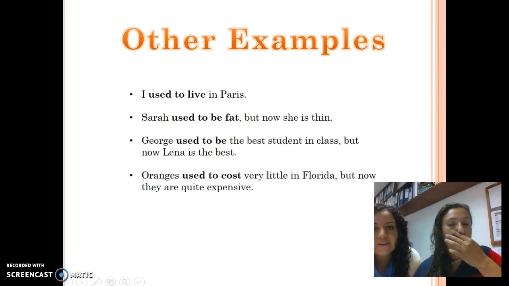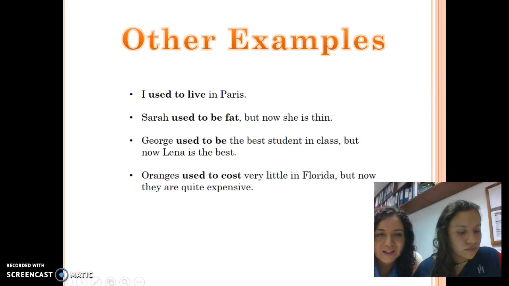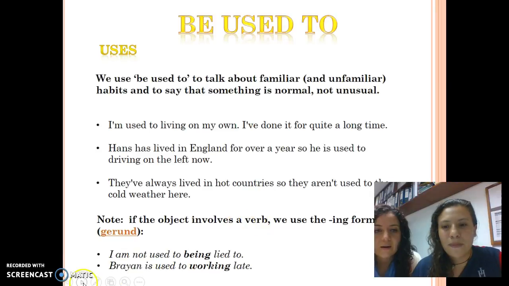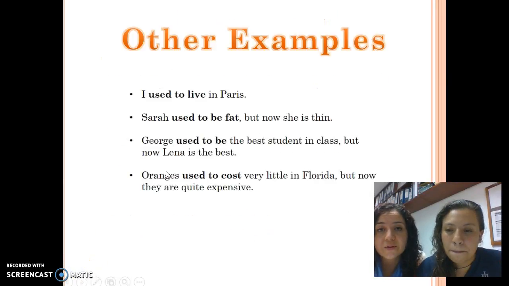I used to live in Paris. I wish. Sarah used to be fat, but now she's thin. George used to be the best student in class, but now Lena is the best. Oranges used to cost very little in Florida, but now they are quite expensive. Okay, so now can you write your own examples? Please, write them on your notebook.